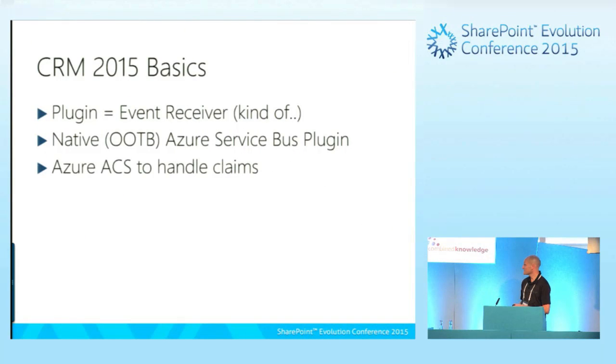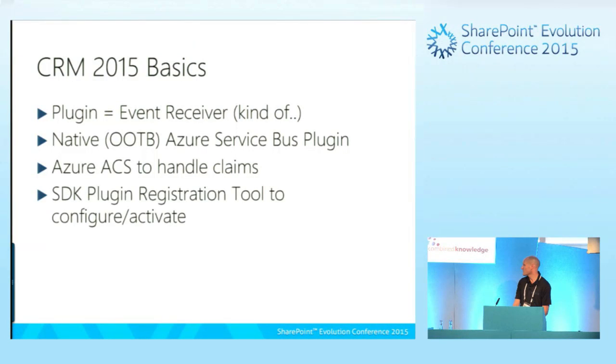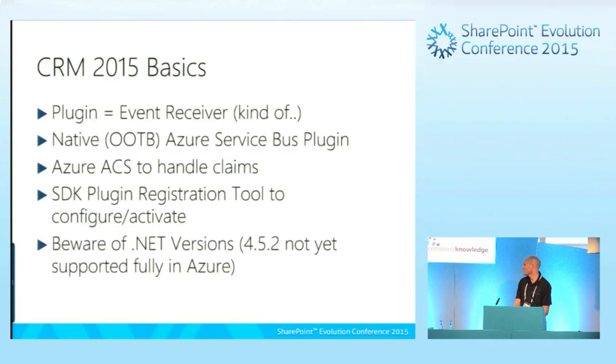The Azure ACS handles the claims, so there is some configuration on those steps from the SDK tool for CRM, and that will actually set up the claims within the Azure ACS to do that mapping. And we use that tool to configure and activate the connectivity.